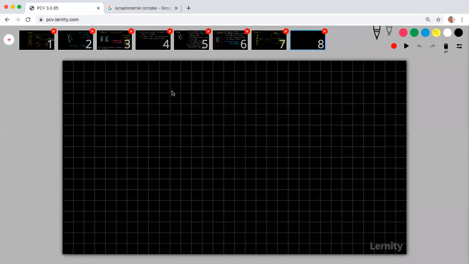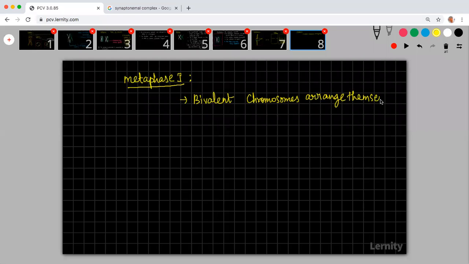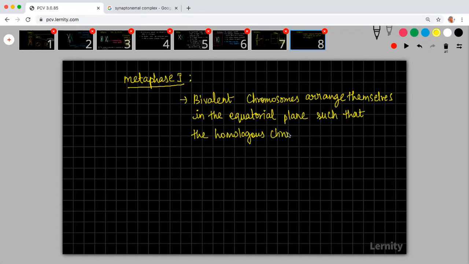So you can write: metaphase 1. Bivalent chromosomes arrange themselves in the equatorial plane, such that the homologous chromosomes are found opposite to each other.